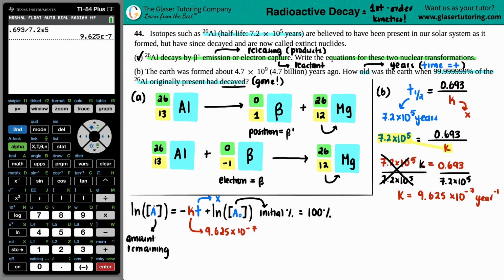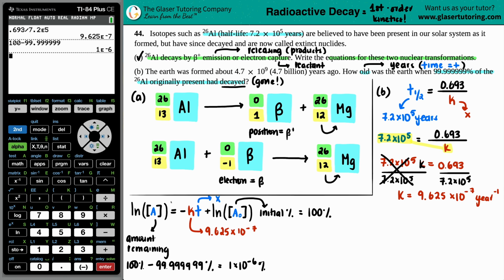So, if we want to find out how much is remaining, we're going to take the total, 100, minus how much decayed, 99 point... How many 9s are here? 1, 2, 3, 4, 5, 6 nines. I'm just going to do this in the calculator so that I have that number ready to go. 100 minus 99.999999, and there we go. 1 times 10 to the negative 6th percent is remaining.